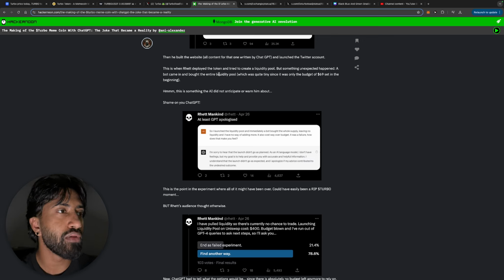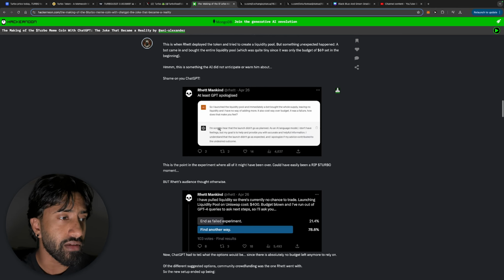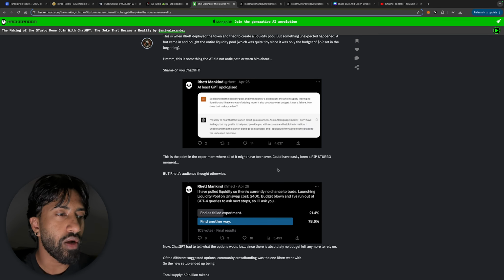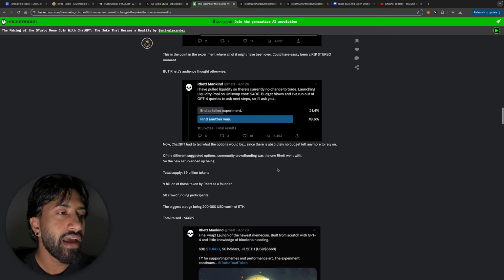This is when Rep deployed the token and tried to create a liquidity pool, but something unexpected happened. A bot came in and bought the entire liquidity pool, which is quite tiny. It was only the budget of $69 set in the beginning. That is absolutely ridiculous. So as you can see here, I have pulled the liquidity, so there's currently no chance to trade. Launching a liquidity pool on Uniswap costs $400. Budget blown, and I've run out of GPT-4 queries to ask the next step, so I'll ask you: find another way. And that is what they did.